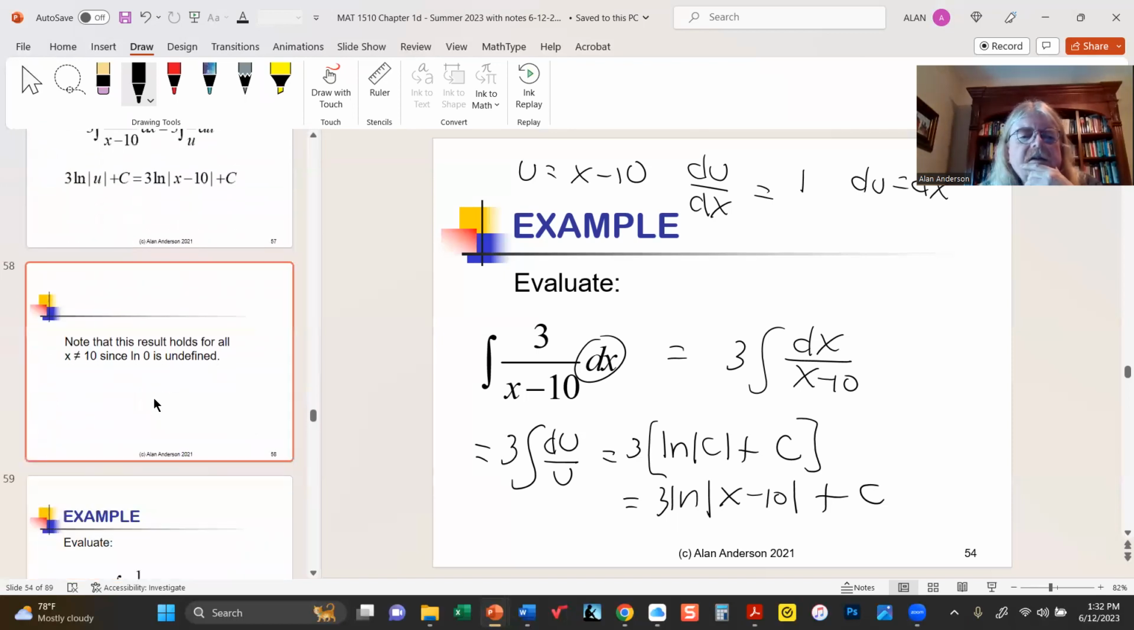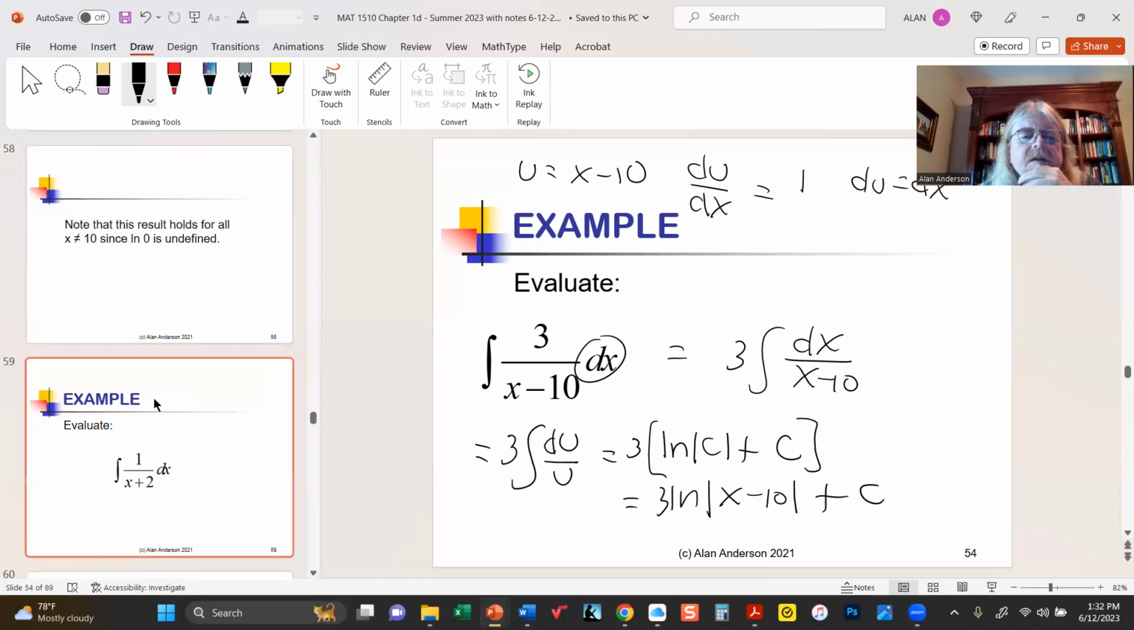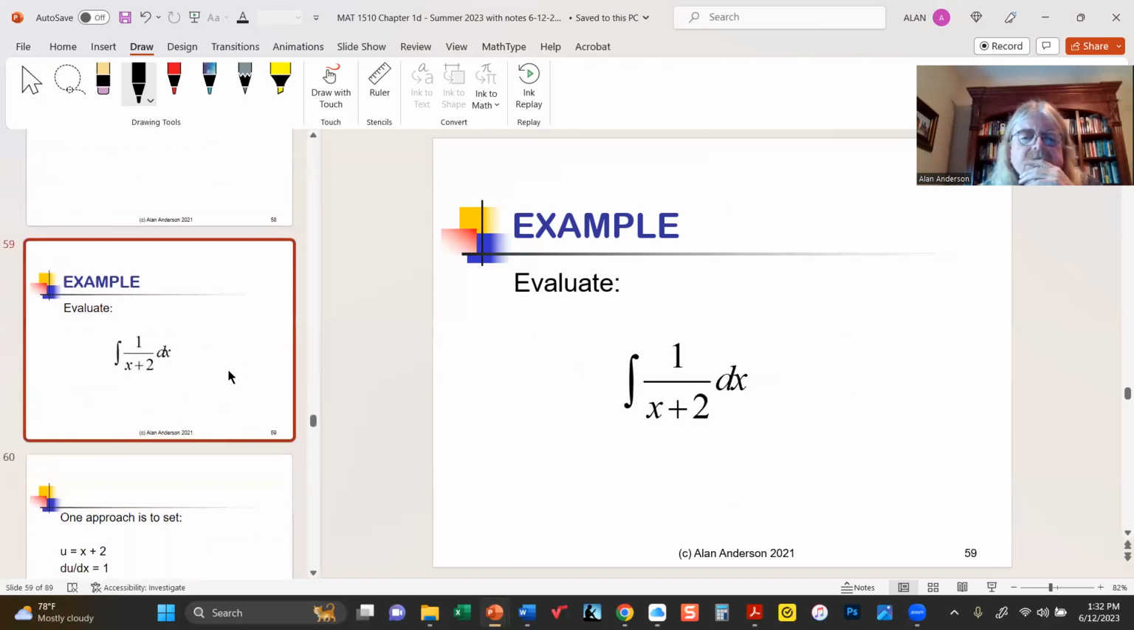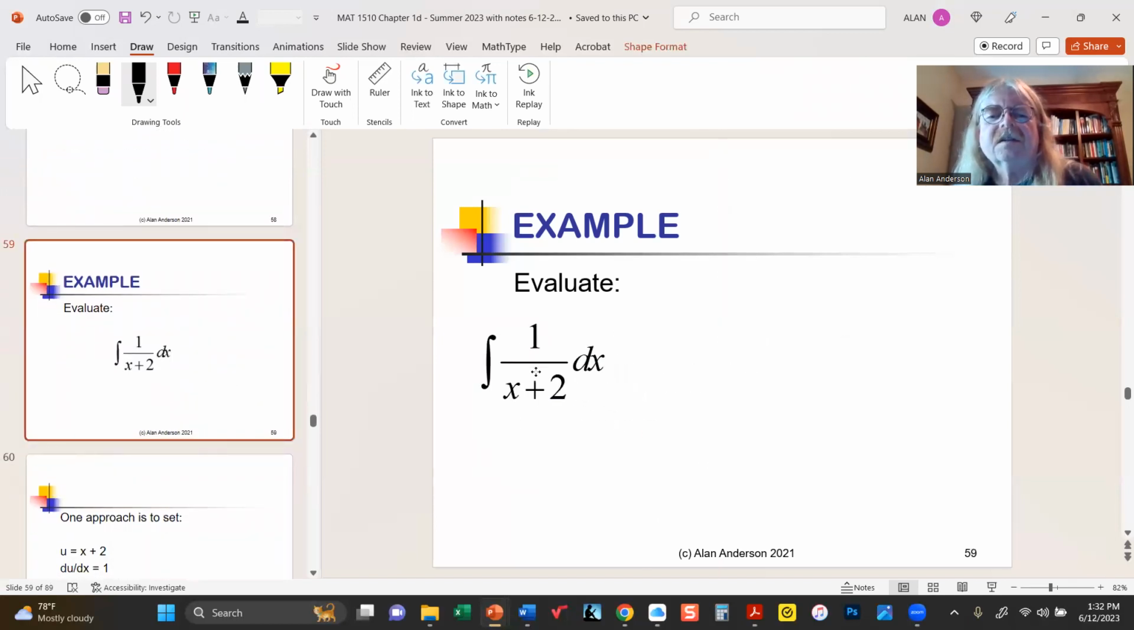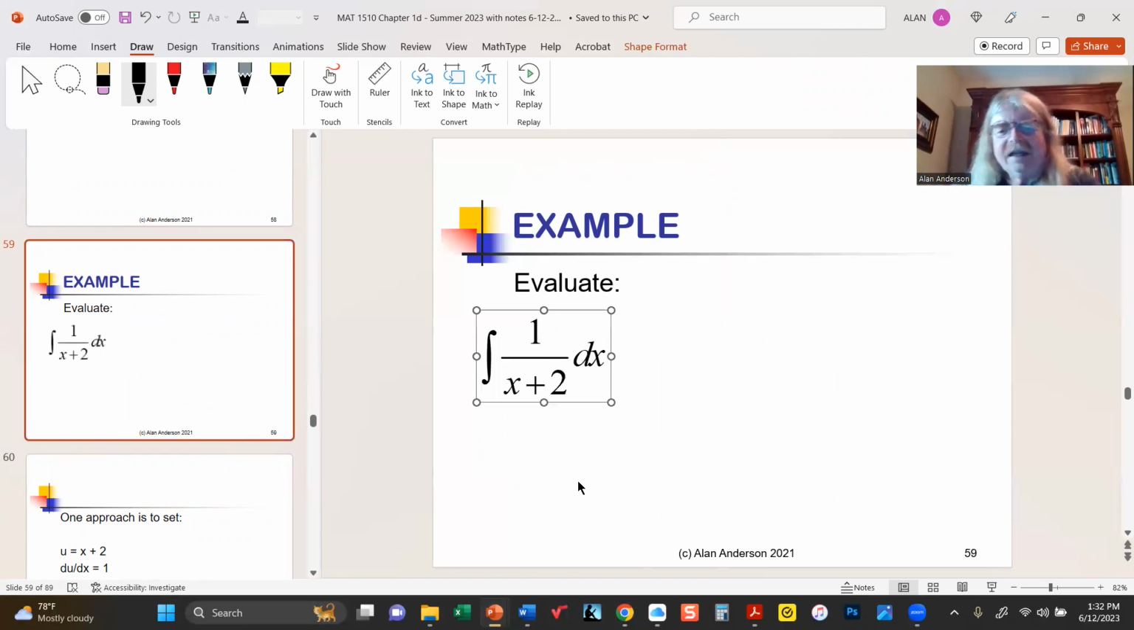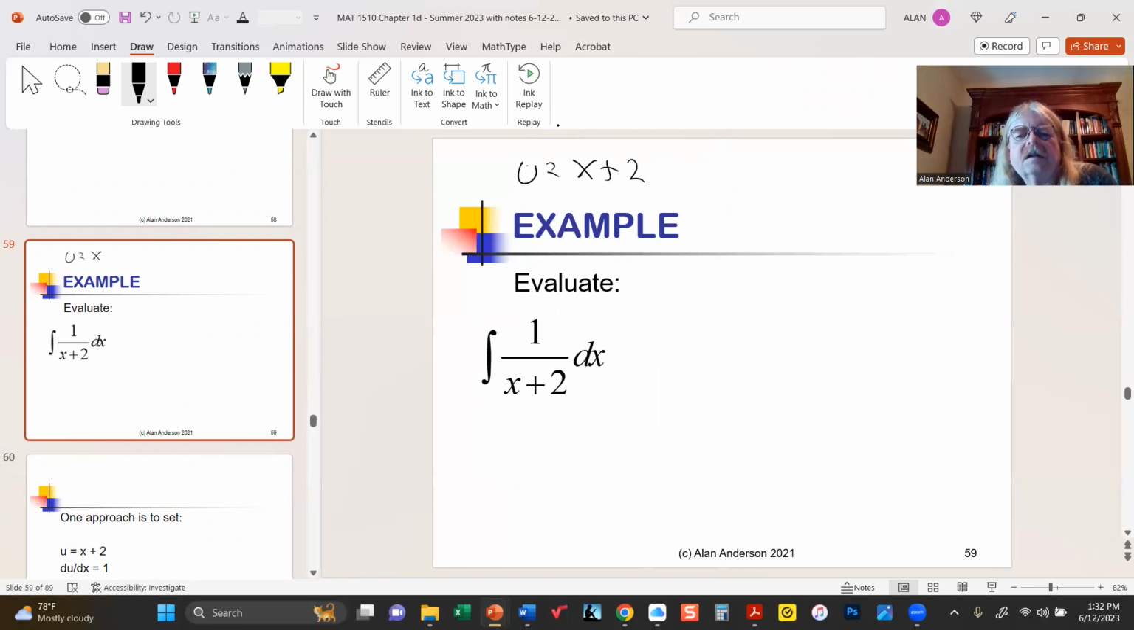All right. How about this one? Well, this looks pretty simple, but you know what? It doesn't appear to take any form that we're aware of. So why don't we try this? u equals x plus 2, du dx is just 1.